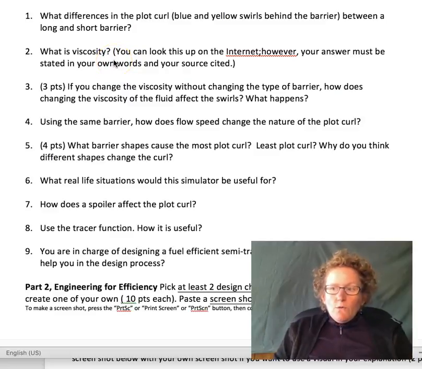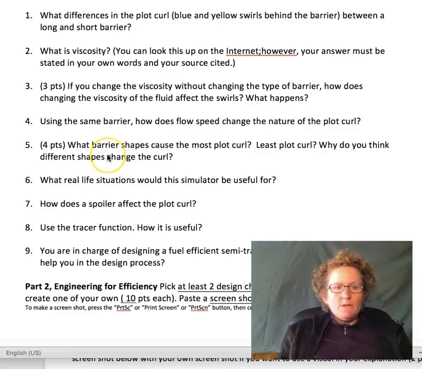It's how quickly a fluid flows. Molasses would be more viscous. It would flow more slowly, and water would be less viscous. If you change the viscosity without changing the type of barrier, how does changing the viscosity affect the swirls? So keep the same barrier, change the viscosity, see what happens. Use the same barrier, change the flow speed. Remember, that's the little slider button on the left in the simulation under the green box.